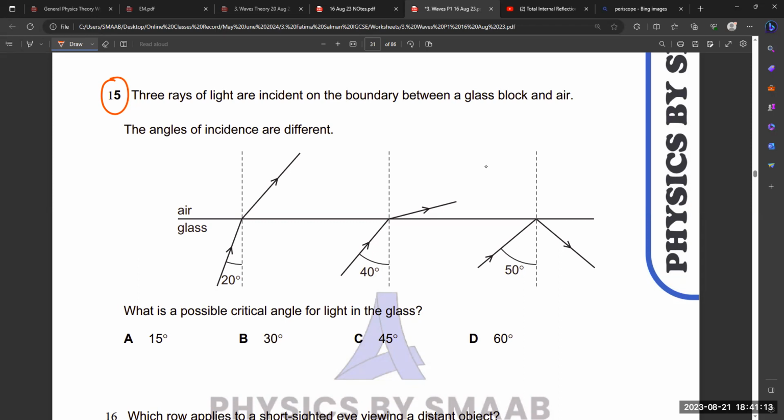So we need to choose the critical angle, and we know that at the critical angle, light will refract at 90 degrees and reflect also. So when light is bending at 90 degrees, the angle must be between 40 and 50. They are asking about the possible critical angle. The possible critical angle will be 45 degrees, because at 40 light is still refracting and at 50 light is completely reflecting. So the critical angle must be between 40 and 50. That's why answer C is the right one. That is the critical angle of the given question. Okay.